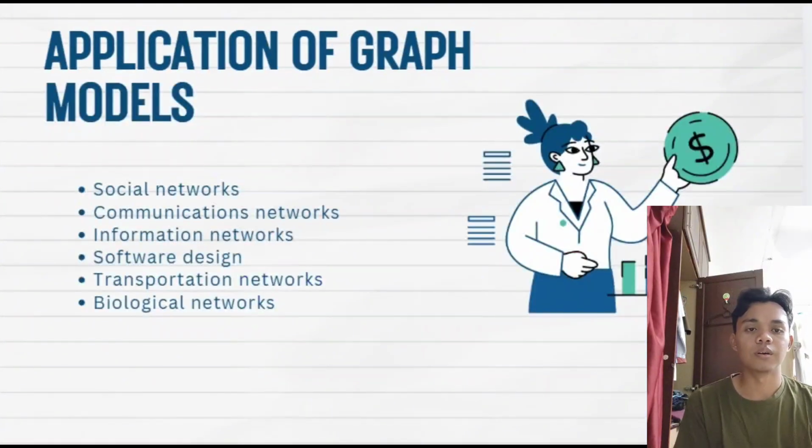Next, we move to the application of graph models. The graph is used to model social networks, communication networks, information networks, software design, transportation networks, biological networks, and so on.